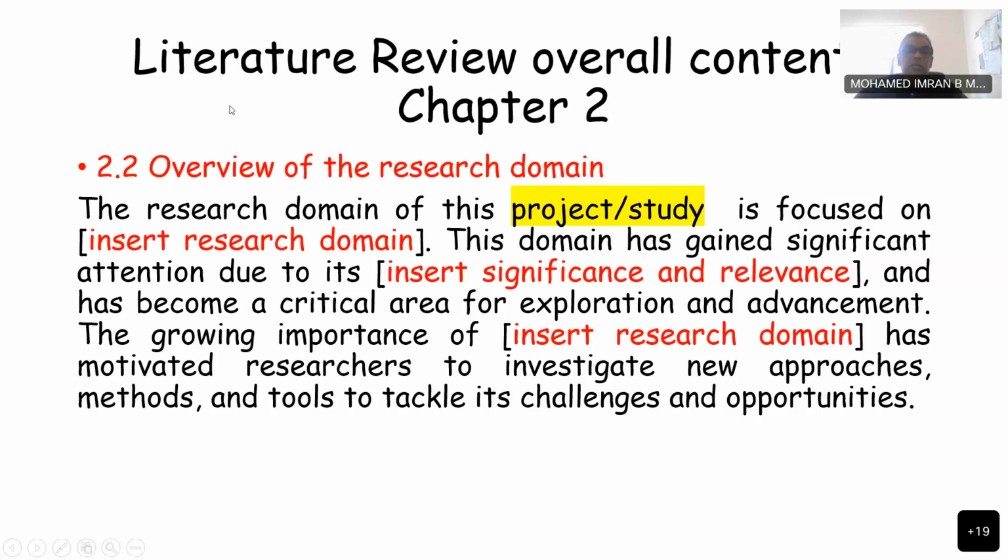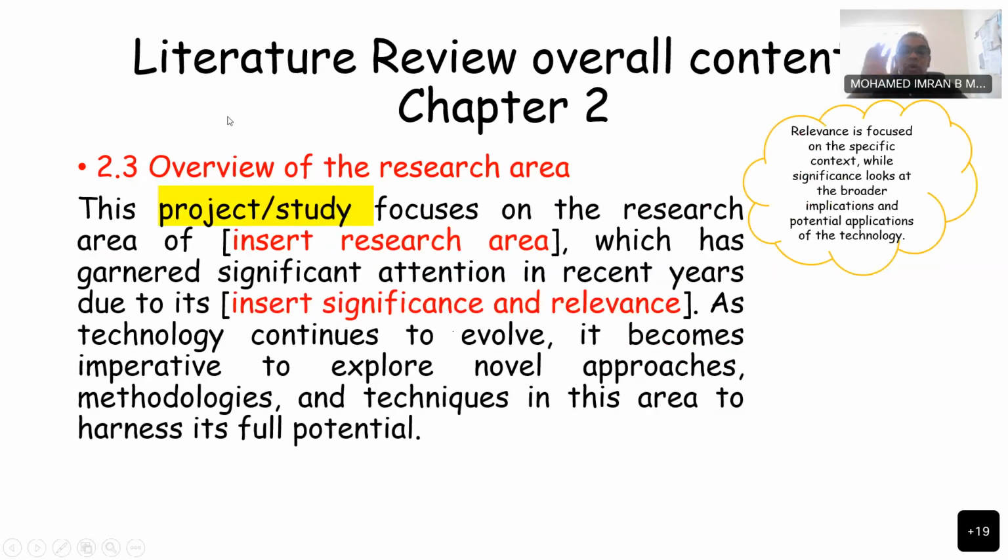Next, once you are done with 2.2, you move to your research area. The area is more specific. Let's say you are doing education, but your area is more towards high school education, or STEM students, or vocational students. So what is your area? You have to highlight that.